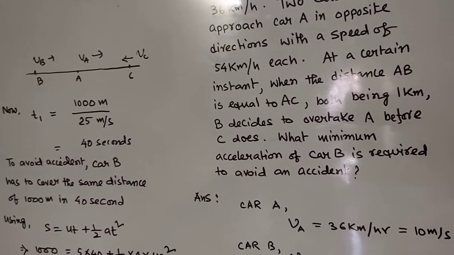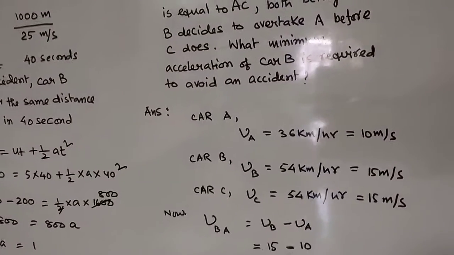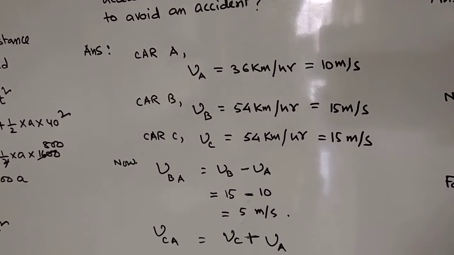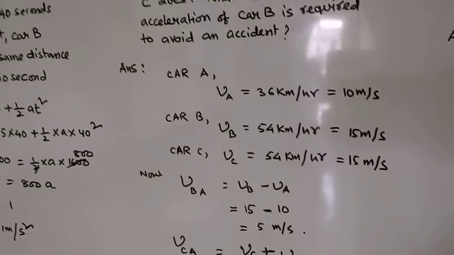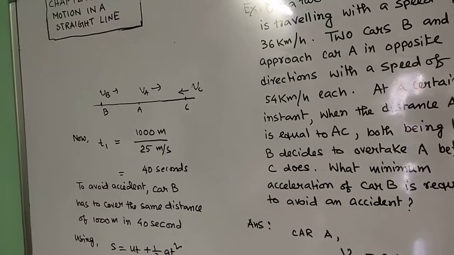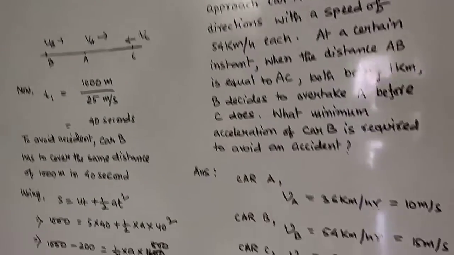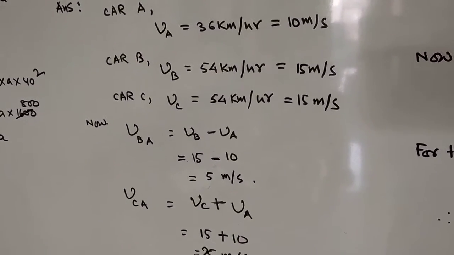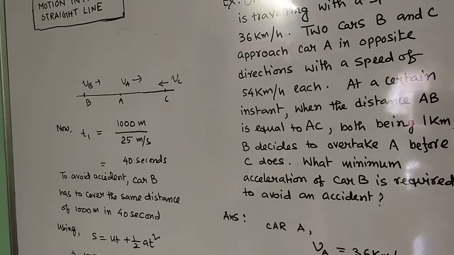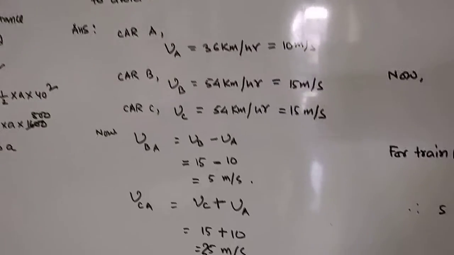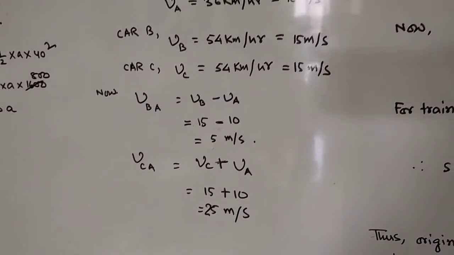Now what you have to do is define the relative velocity or relative speed. So VA, VB, VC we know. The speed of B with respect to A is VB minus VA. B and A both are moving in the same direction, that's why minus, the difference between the two. And VCA, both are moving in opposite direction, so it is the addition. So it's 25 meter per second.